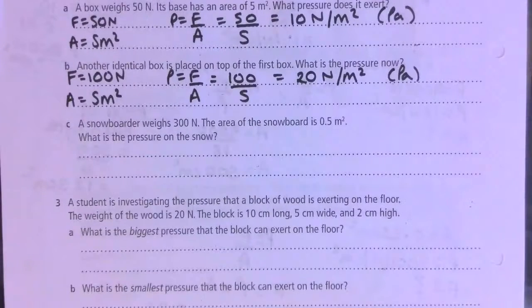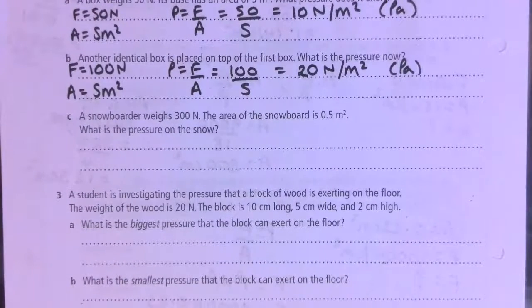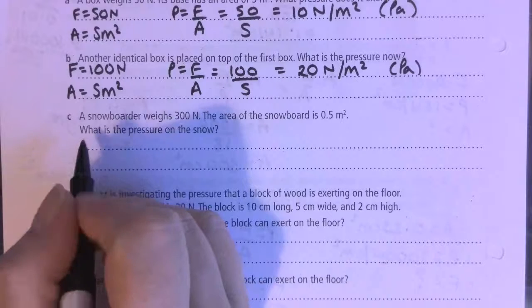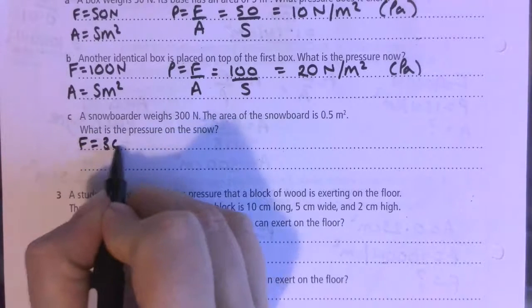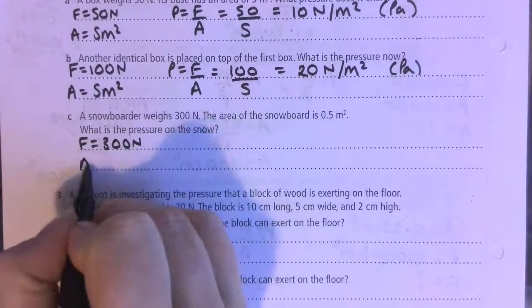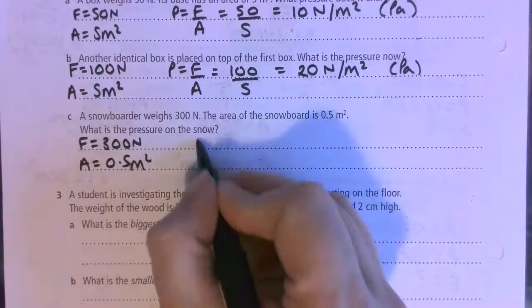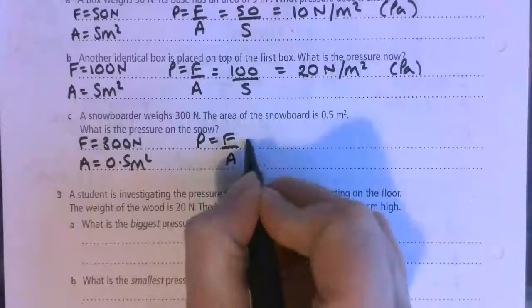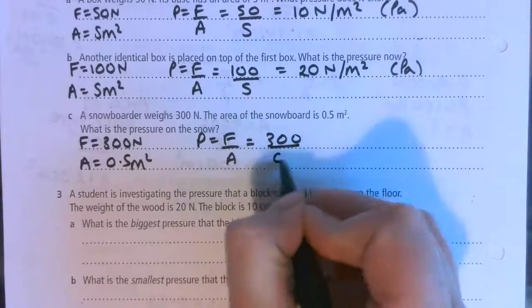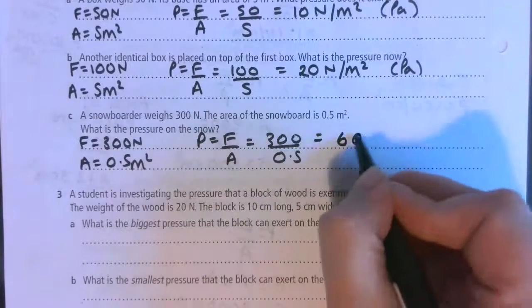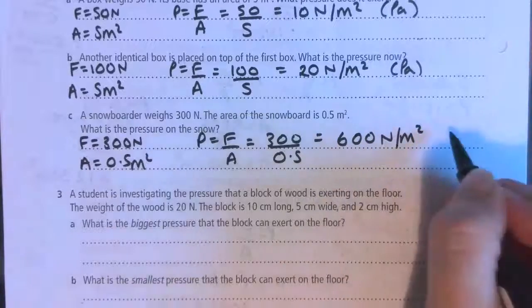C. A snowboarder weighs 300 newtons. So the force we're working with here is 300 newtons. Area is 0.5. What's the pressure? So pressure is force over area. 300 over 0.5 gets 600 newtons per metre squared, or pascals.